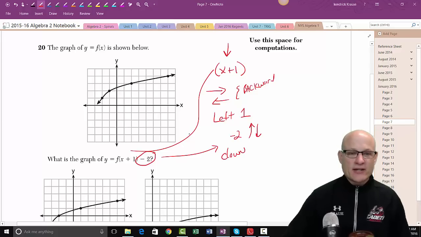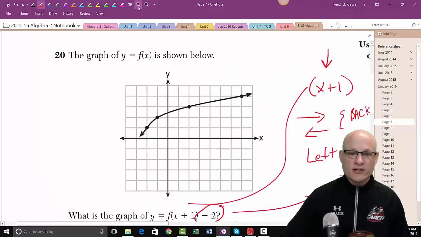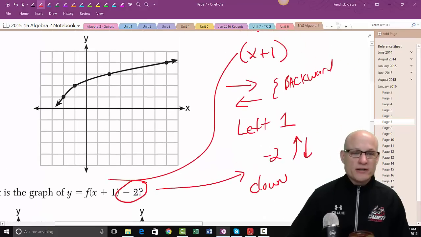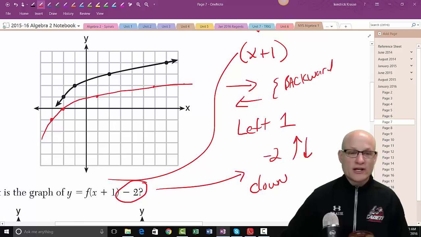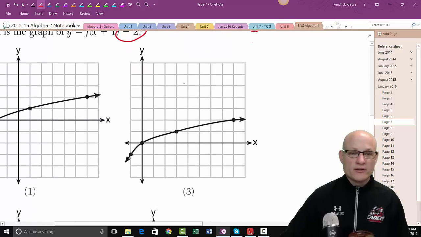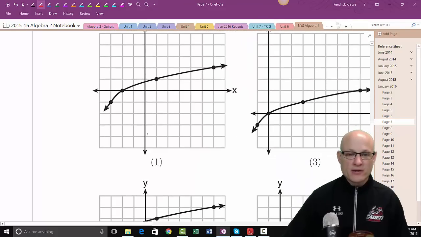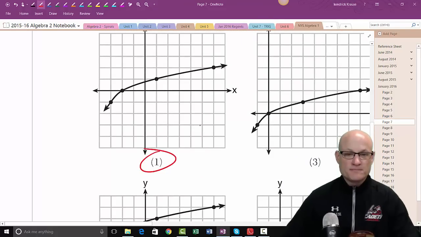Now, I'm not even going to look at the answers. What I'm going to do is concentrate on just this right here, and I'm going to move all these points. Left 1, down 2. Left 1, down 2. And this is my new graph. So I want to pick the one that looks like this, and I believe it's choice 1. Yep, choice 1 right here. There it is. That's the easiest way to handle that one.